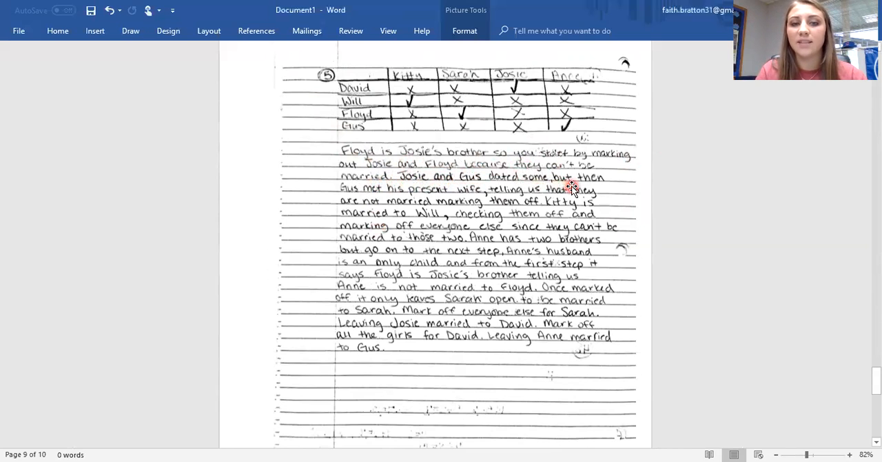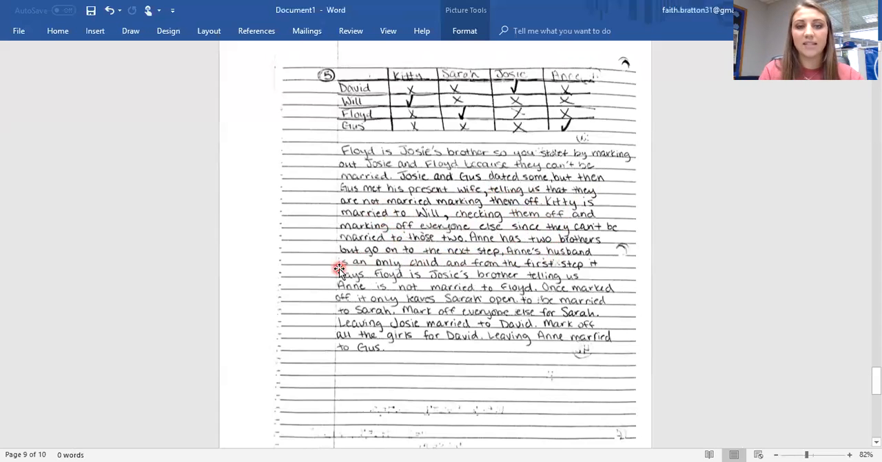Josie and Gus dated some, but then Gus met his present wife, so you just figure they're not married. That tells us they are not married, marking them off. Kitty is married to Will, checking them off and marking off everyone else since they can't be married to those 2. Ann has 2 brothers, but go to the next step.